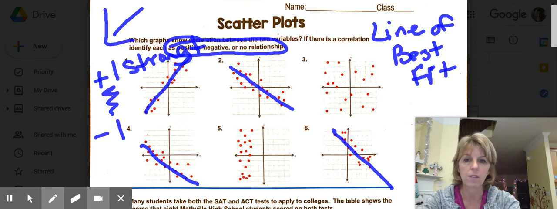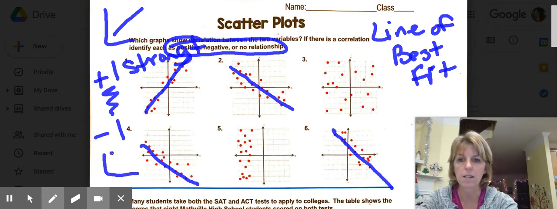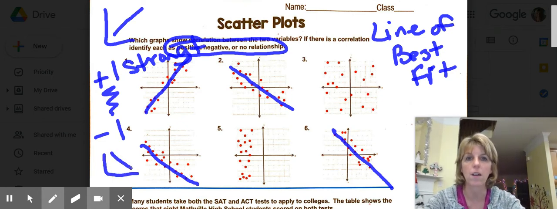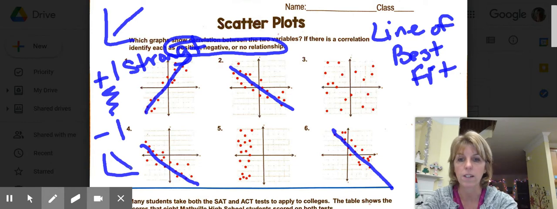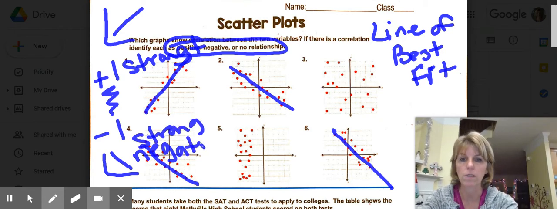So positive one is going to be a very strong positive correlation. Whereas if I have a perfect line that goes like this and it's negative, and every single dot that I plot is on the line perfectly, they make a perfectly straight line, that is a negative one correlation. It would be a very strong negative correlation. And then everything in between. So zero in the middle would mean there's no correlation.